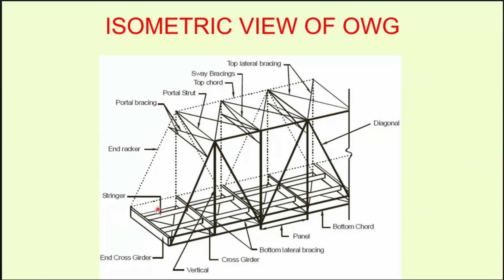This is the stringer. This is the cross girder. This is basically the end cross girder. These are the intermediate cross girders. This is the bottom chord. This is the top chord. End raker, diagonal member, vertical member. Then this is the sway bracing, or this is called the sway portal. This is called the end raker portal, and this is the top chord.